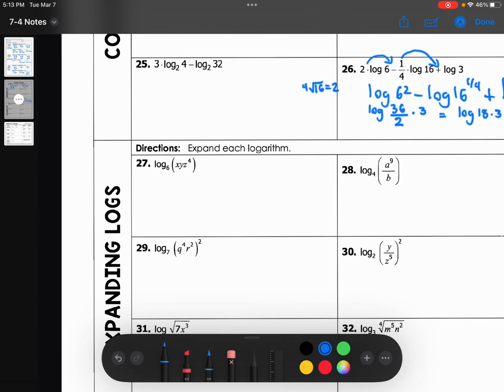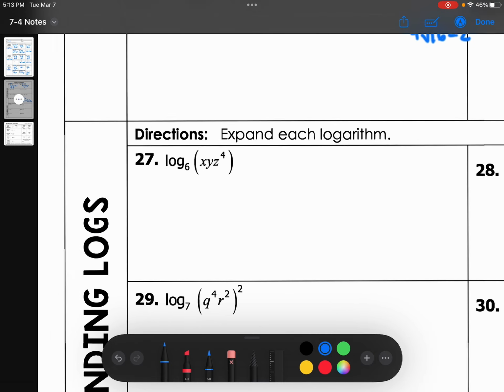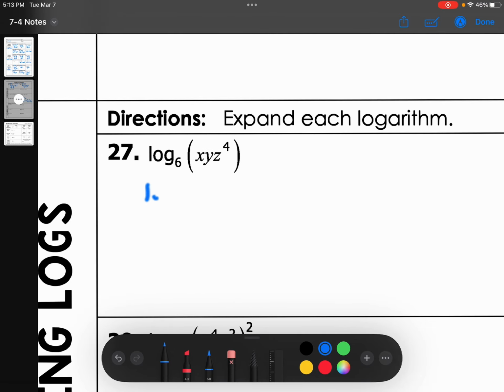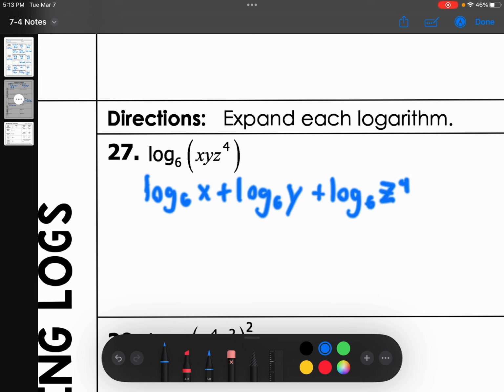Now, if we're talking about expanding, you actually want to do that backwards. Instead of perhaps doing the power rule first, you're actually going to split this up. So for example, this one right here would be log base 6 of x plus log base 6 of y plus log base 6 of z to the 4th. And then you do the power rule, meaning you bring this power down now. So again, the goal here when you're expanding is to start with one logarithm and to end up with at least one more.